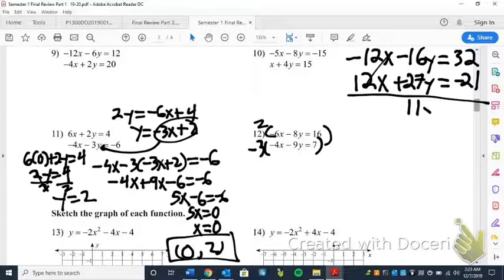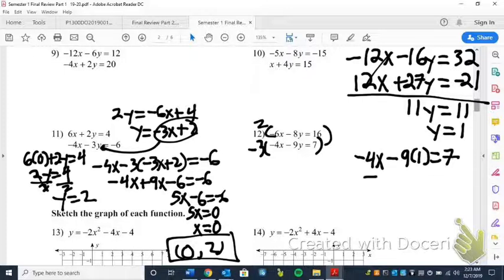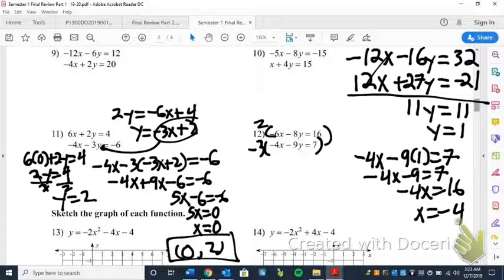That gives me 11y equals 11, or y equals 1. I can then go and plug that y back in. Negative 4x minus 9 equals 7. Add 9 to both sides. I get 4x equals 16. Divide by negative 4, and I get x equals negative 4. So that gives me my point of negative 4, 1.